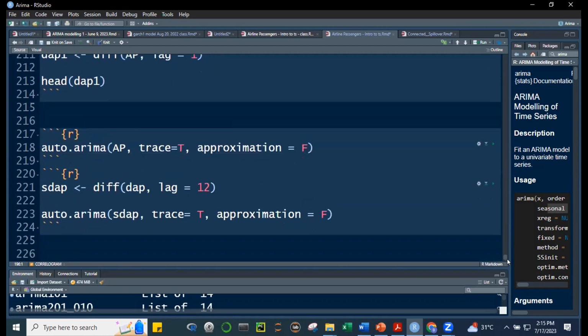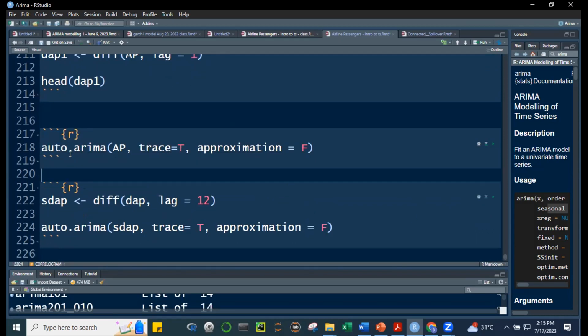Now, I just want to discuss, okay, kasi ang sabi niya, di ba, may seasonal differencing. Okay, what if mag-create ako ng isang object na seasonal differencing, SDAP, so that it will be the difference of my DAP, ito difference na 'to, di ba? Pero this time, isi-seasonal difference ko siya ng 12. Lag is equal to 12. Okay? Okay, ito muna class.